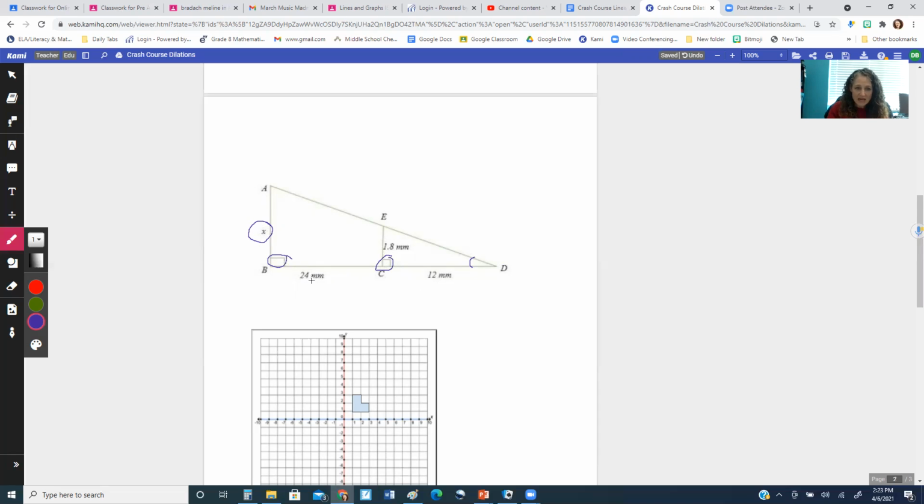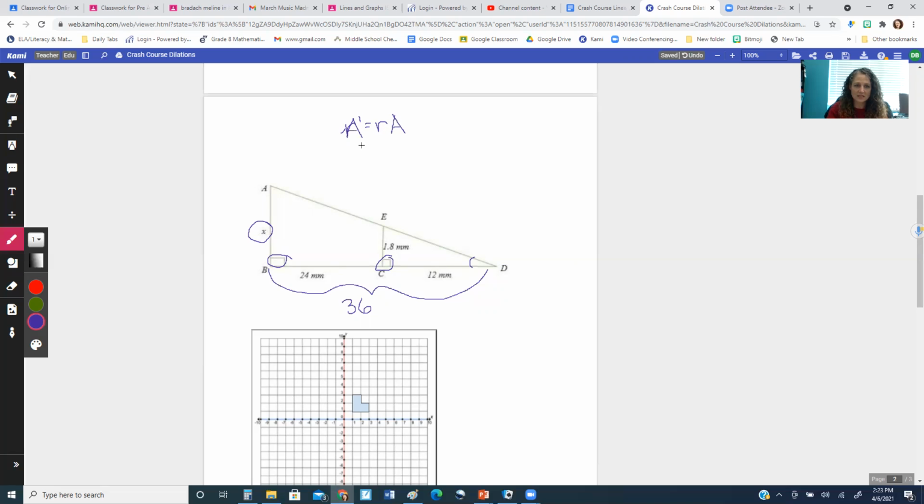Okay. So what is x going to be? We have 12 here, and we have 24 here. So I need this total length, which is 12 plus 24, which is 36. So these are going to be proportional. Let's figure out what the constant of proportionality is. I'm going to call it A prime equals r times A, right?